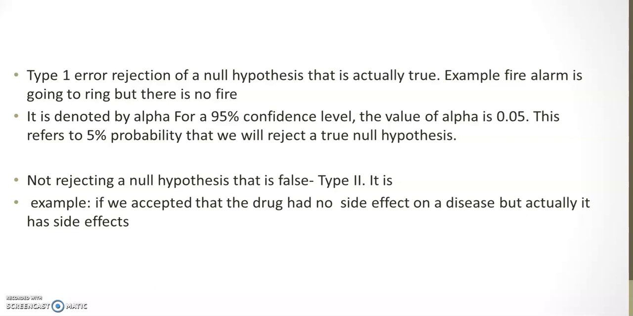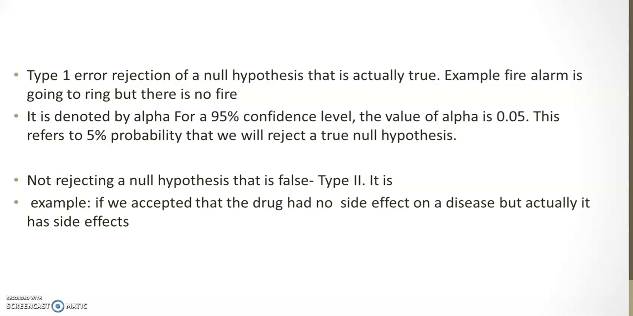Okay. Now an example for type 2 error: the drug had no side effect on a disease. So what have they done? They have accepted a false null hypothesis. Here, they were supposed to reject it because the fact is the drug had a side effect. So this is the best example.